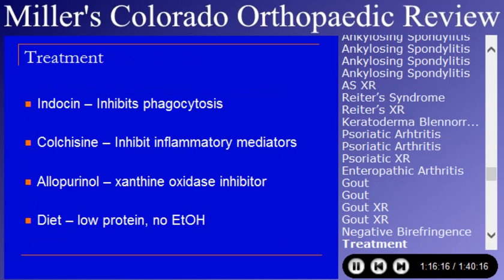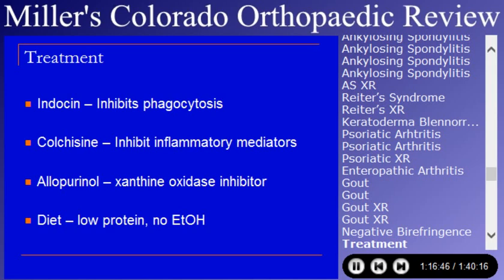The acute treatment is, if people can tolerate it, a non-steroidal anti-inflammatory drug, of which indomethacin seems to work particularly well. It inhibits phagocytosis of these gouty crystals. Colchicine inhibits inflammatory mediators. They both have gastrointestinal problems. As you know, Indocin can give you heartburn and ulcers. Colchicine can make people deathly nauseated.